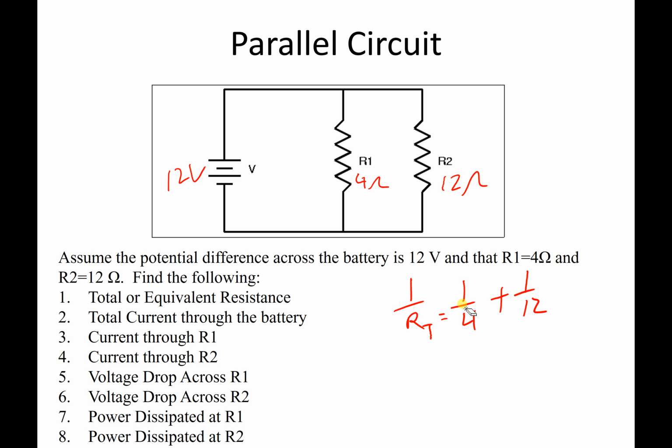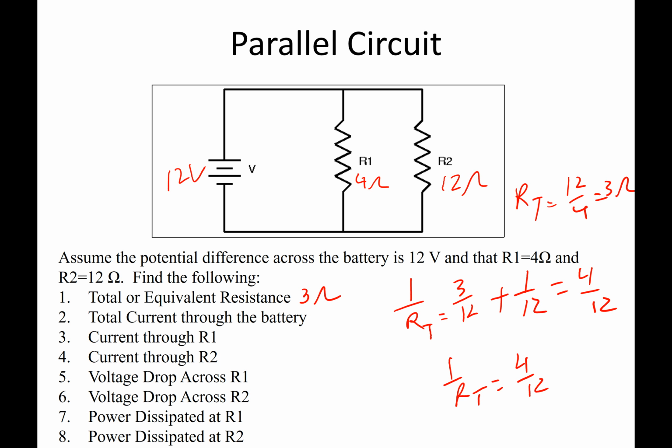1/4 is 3/12. So let's replace that. Let's add those together to get 4 over 12. So 1 over the total equals 4 over 12. Well, we're not looking for 1 over the total. We're looking for the total resistance. So we need to flip both sides of our equation and get that the total is equal to 12 over 4, or 3 ohms. So that's our equivalent resistance, 3 ohms. Notice that the equivalent resistance is actually less than the resistance of either resistor.